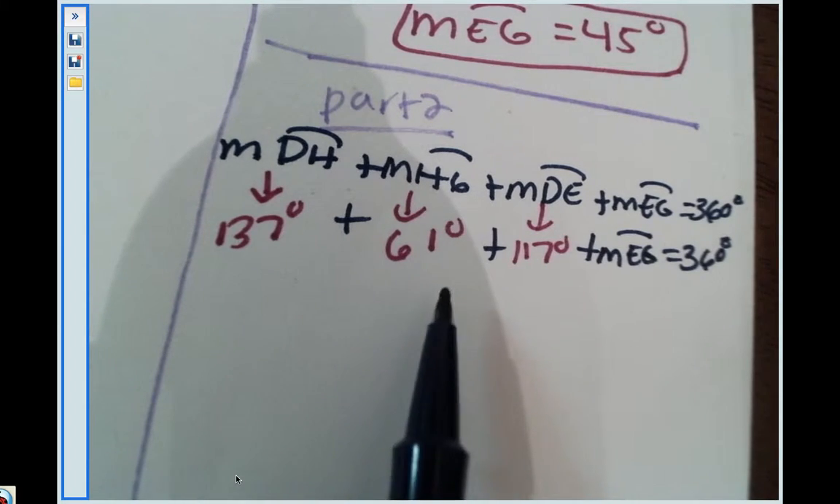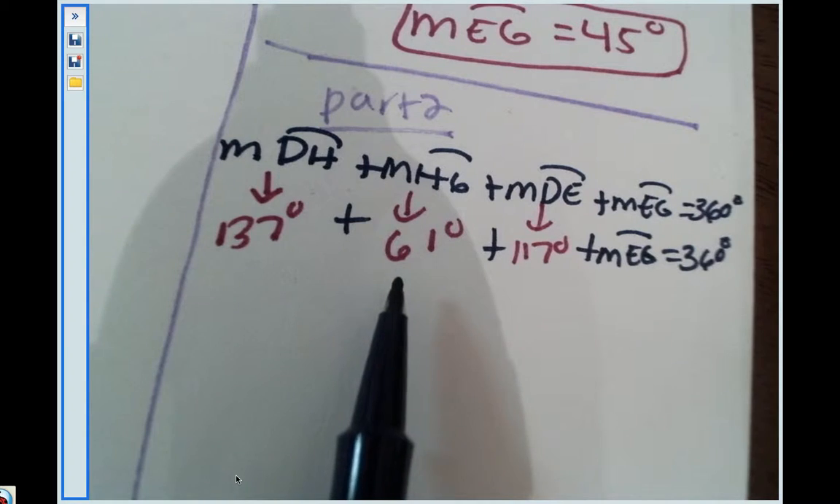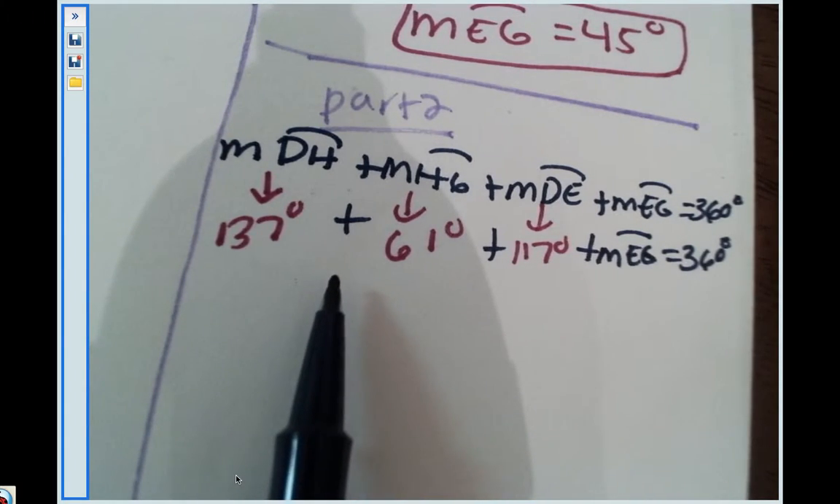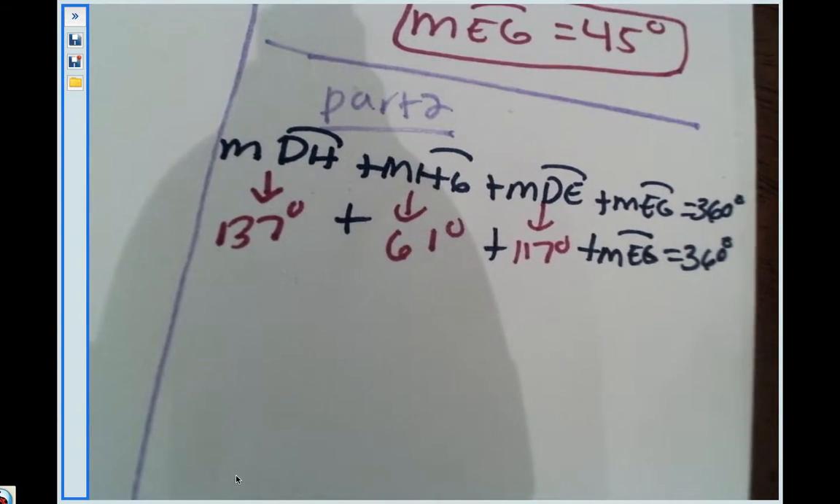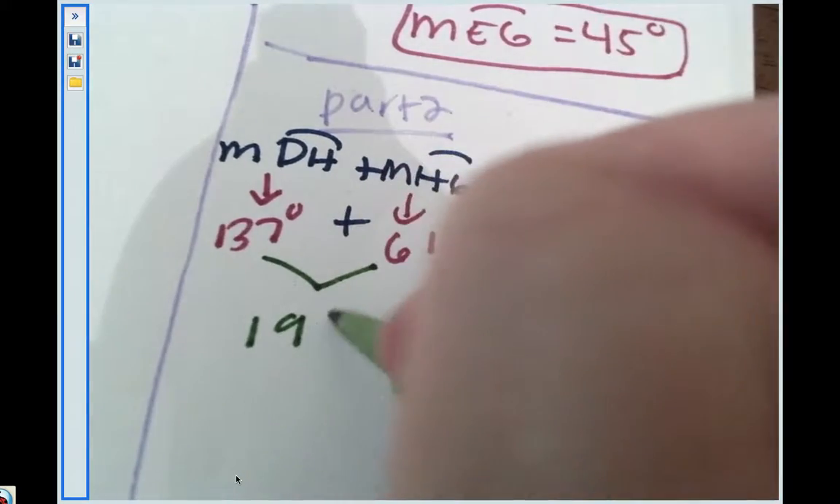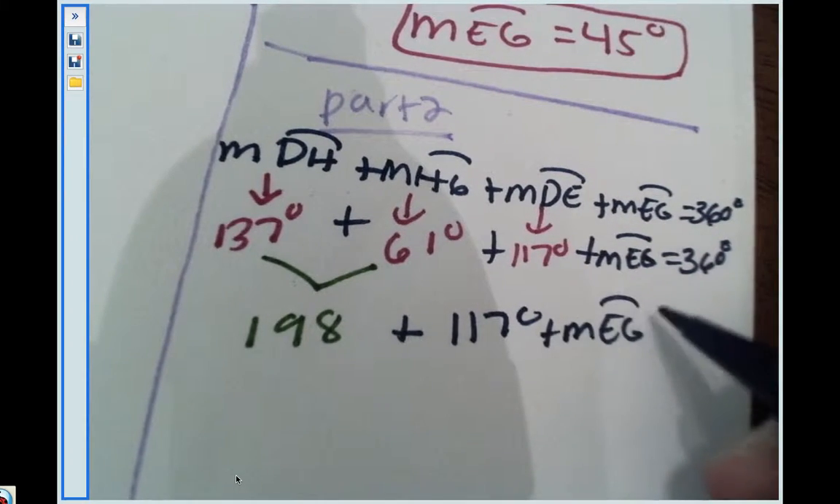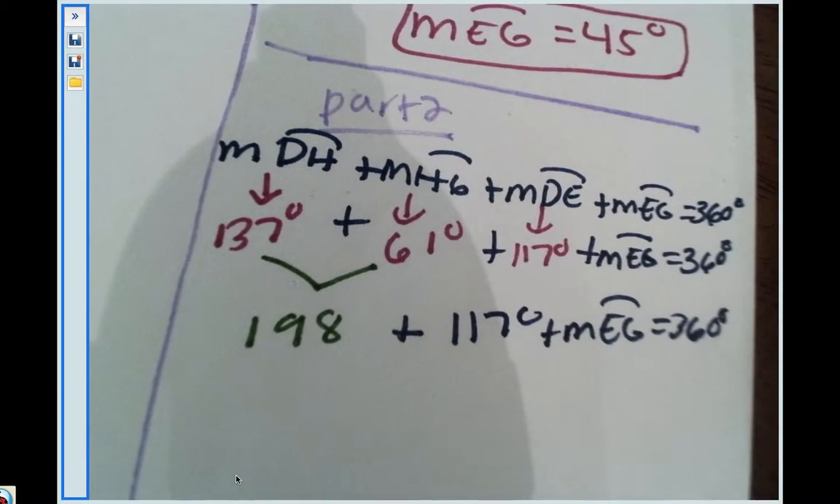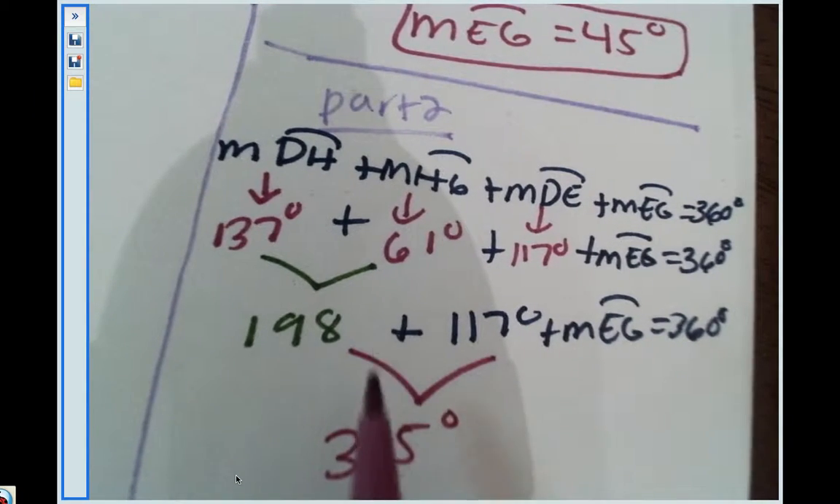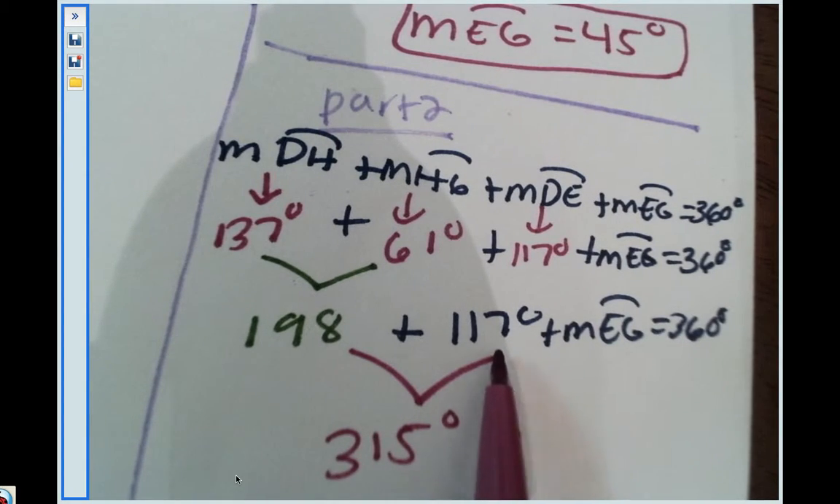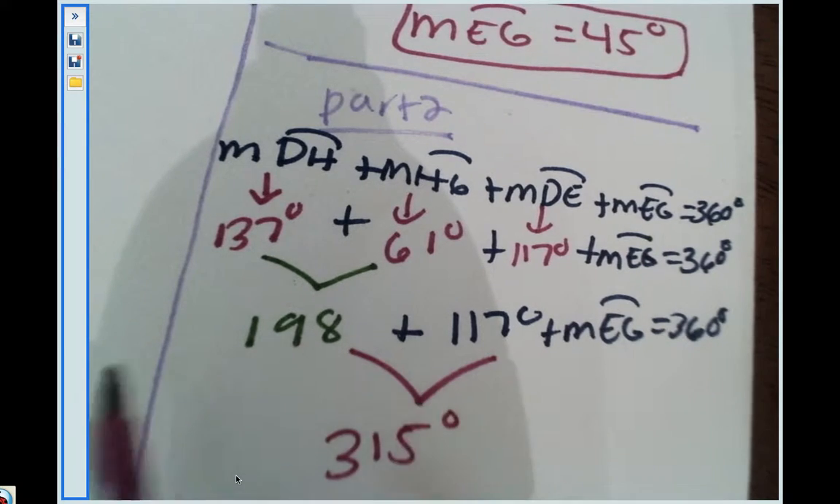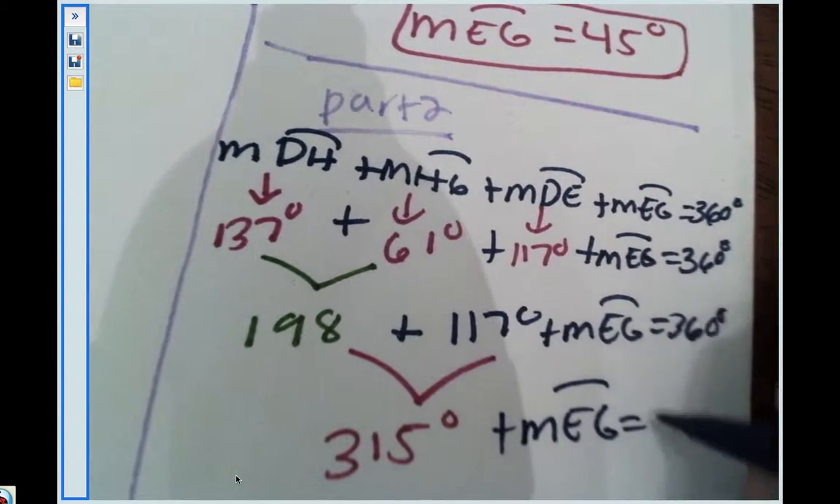Let's combine these real quickly. So we got 137 plus 61. That's going to give me 198, I'm pretty sure. Yep, so these two are 198. All right, so 198 plus 117 plus the measure of EG equals 360. Let's combine these two. 198 plus 117 will give me 315, I'm pretty sure. I'll double check that real quickly. Yep, so that's 315 degrees plus the measure of EG equals 360 degrees.